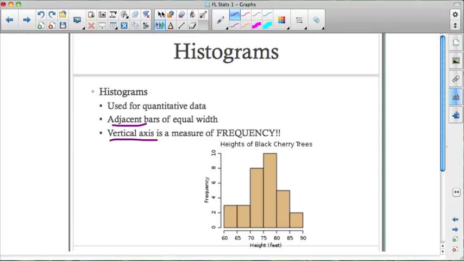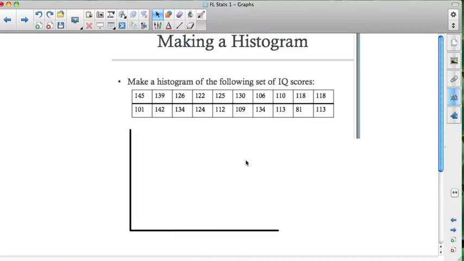So this right here is a histogram of the heights of black cherry trees, and on the x-axis we have the heights, and on the y-axis we have the frequency. So I see that there were 3 black cherry trees, that's the 3 right there, with heights between 60 and 65 feet. I can see that there were 8 black cherry trees with heights between 70 and 75 feet. So I'm going to show you how to make a histogram using this set of data.